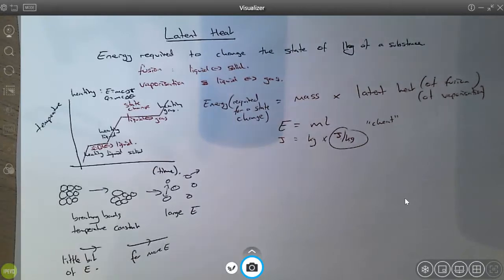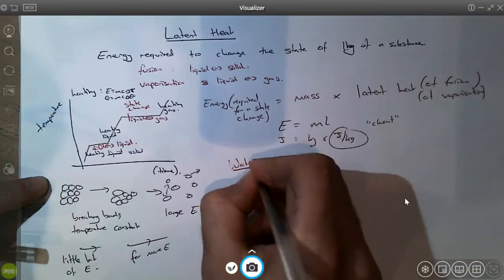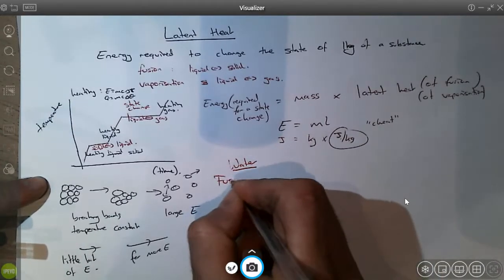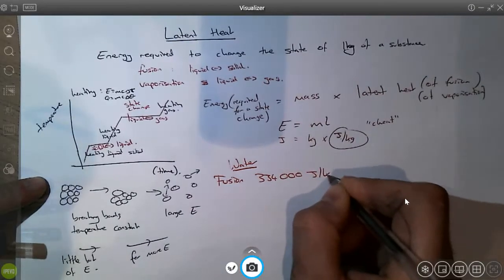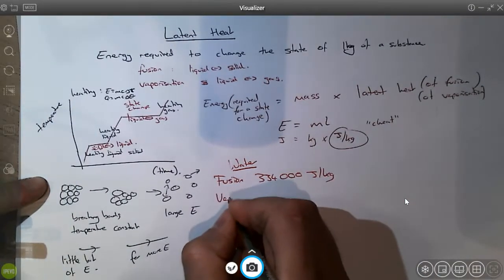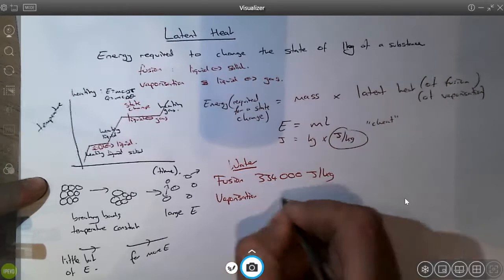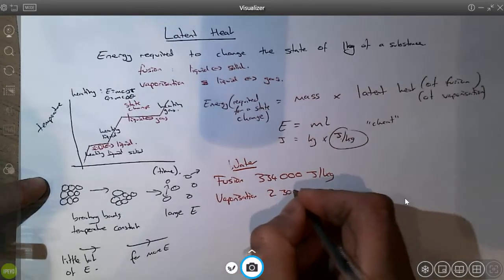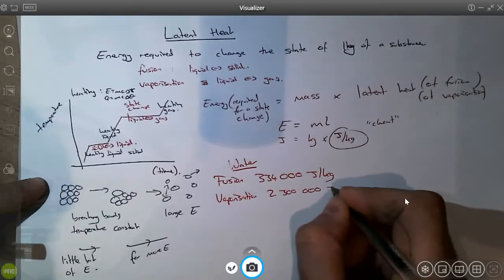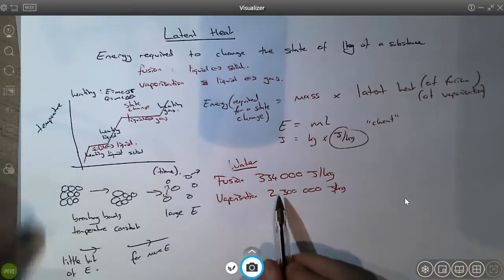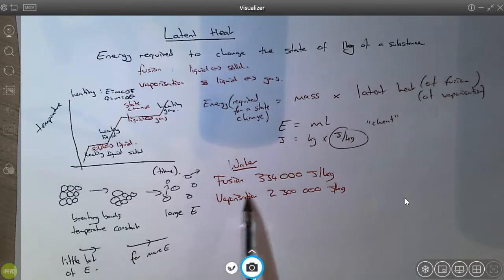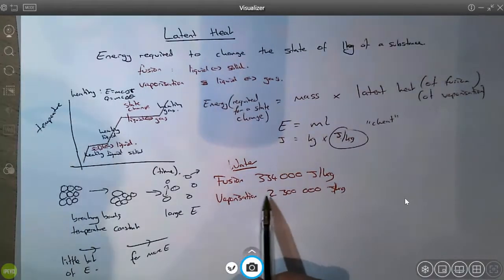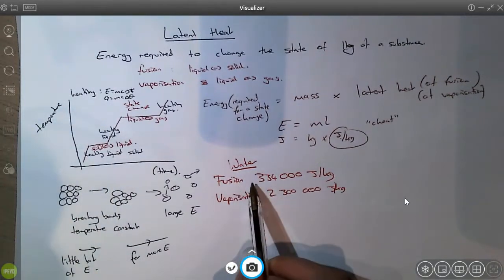So we can look at some actual examples here to really see this. We can look at water. So the latent heat of fusion of water is 334,000 joules per kilogram. And for vaporization, it's a massive 2,300,000 joules per kilogram. So 10 times more almost than fusion. And that's fairly common. The vaporization values will be a large amount, typically 10 times more than the value for fusion.